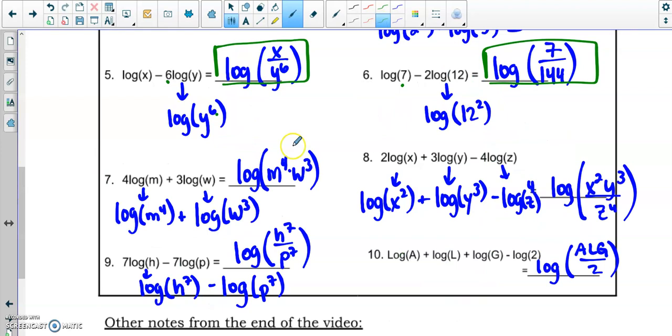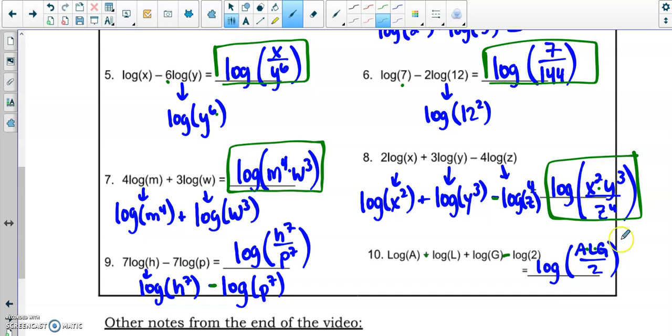All right, folks, here are your last 4 answers for these practice problems. So you've got the log of m to the 4th times w to the 3rd. You also have the log of x squared times y cubed divided by z to the 4th. You're dividing by the z because it's being subtracted. Then you have h to the 7th divided by p to the 7th, again because there's subtraction. And then this last one, you have the log of a times l times g, because those are added, divided by 2. So you've got the log of alg divided by 2. Get it? Algebra 2 is in that problem.